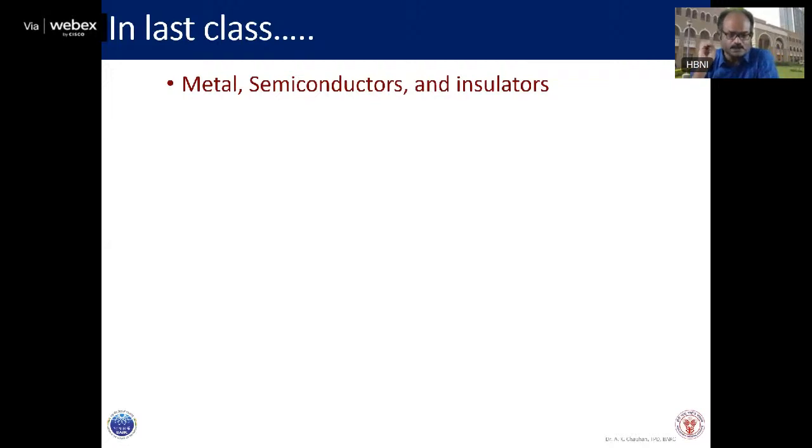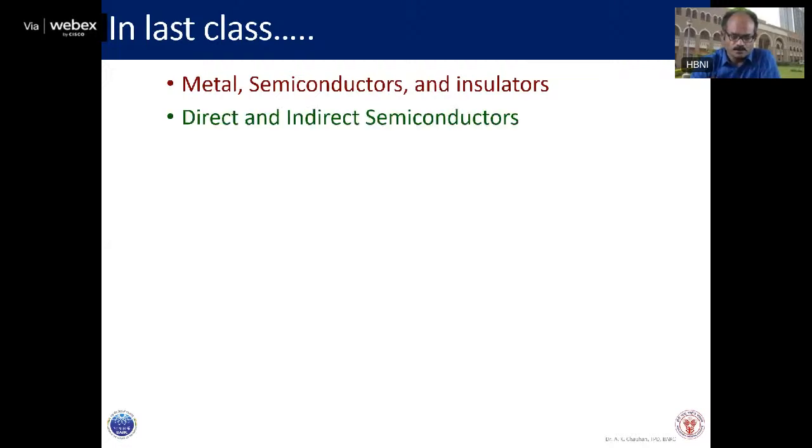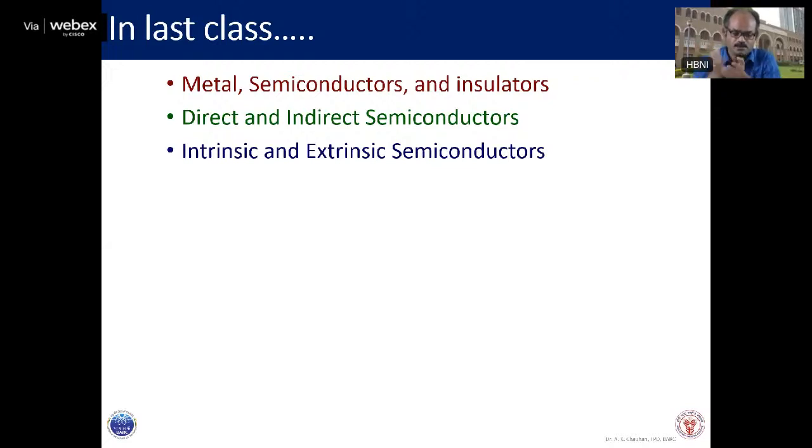In the last class, we learned metals, semiconductors and insulators. Then we saw what are direct and indirect semiconductors. Then intrinsic and extrinsic semiconductors. Intrinsic semiconductors are the semiconductors when they are in the pure form, and extrinsic semiconductors are when impurities are added to the pure semiconductors. Then donors and acceptors we saw.